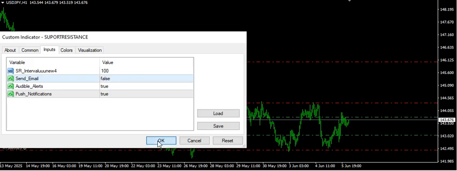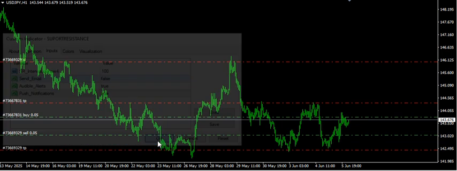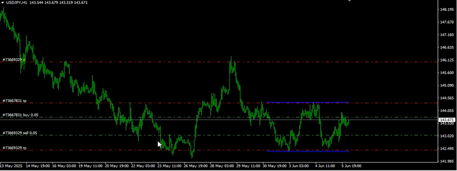So this is the support resistance, which has helped you to capture the top of what happened yesterday on the left.